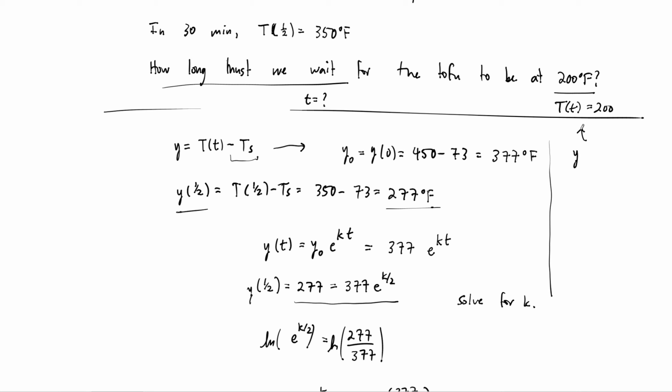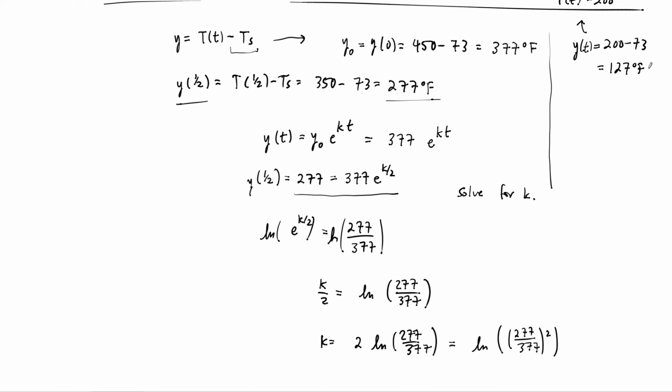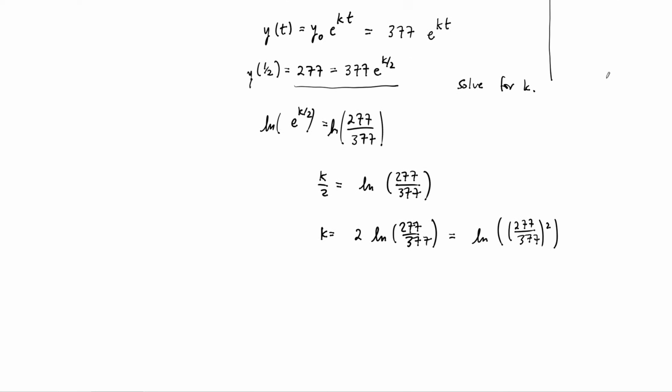And so if big T of t is equal to 200, little y of little t is equal to 200 minus 73, right? We can't forget that that's what we're doing here. And so this is then going to be 127, right? 127 degrees Fahrenheit. So that's our target temperature, or at least our target value for capital Y.